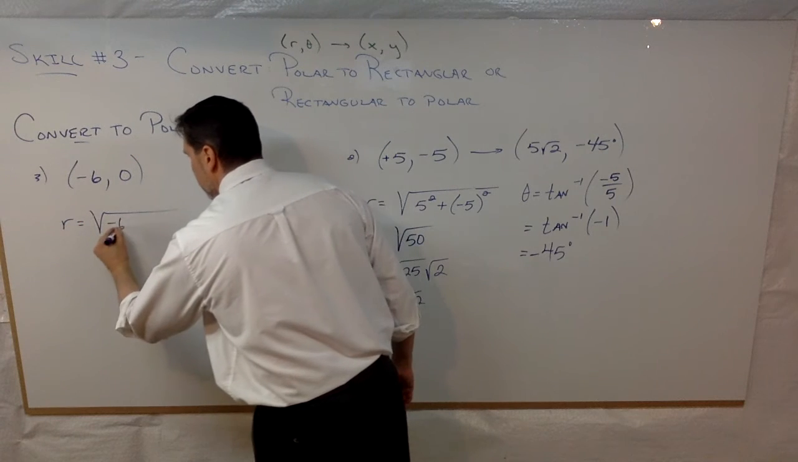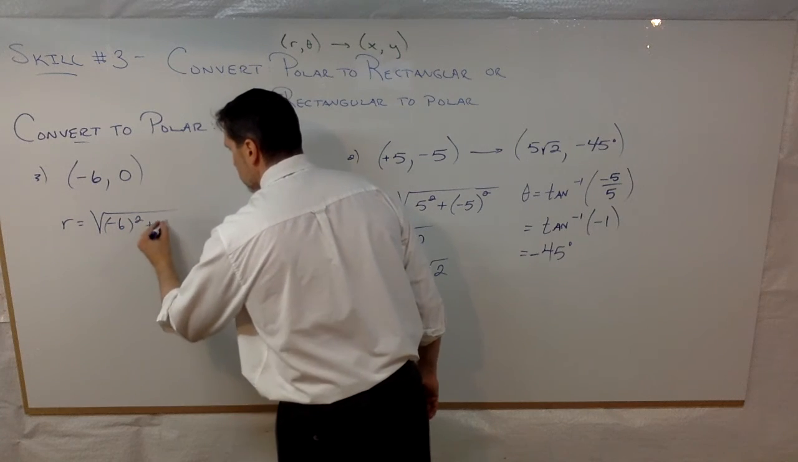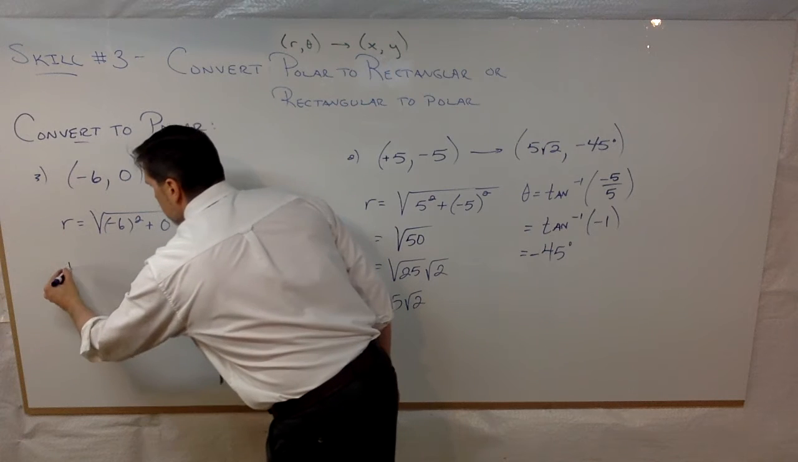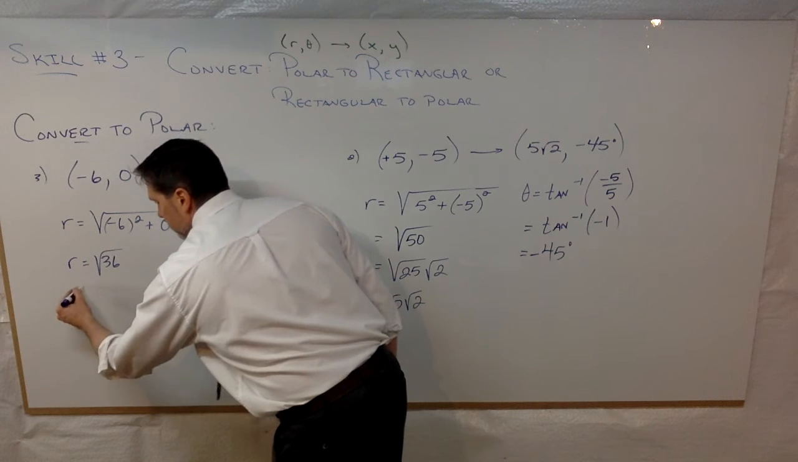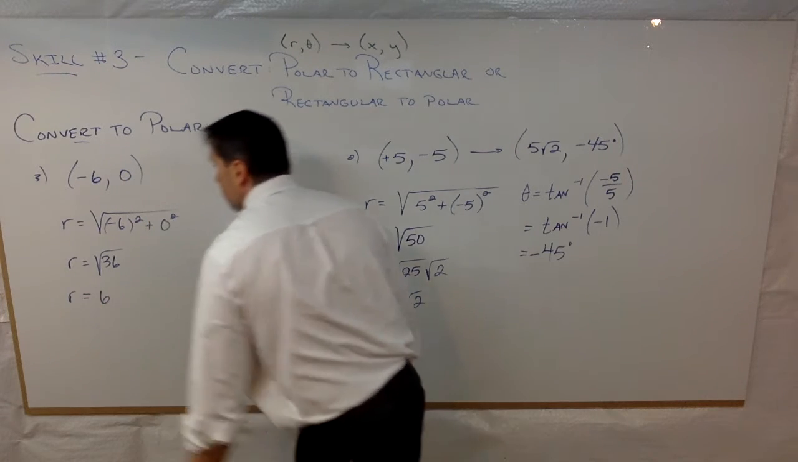And don't change up a good thing here. -6 squared plus 0 squared. All right, -6 squared is 36. So we're looking at the square root of 36 plus 0, which is square root of 36, or r is 6.